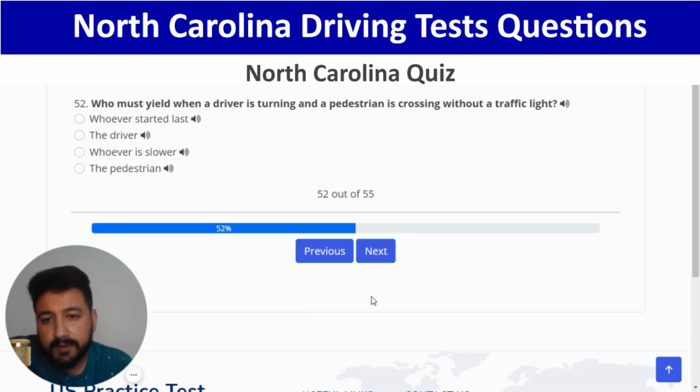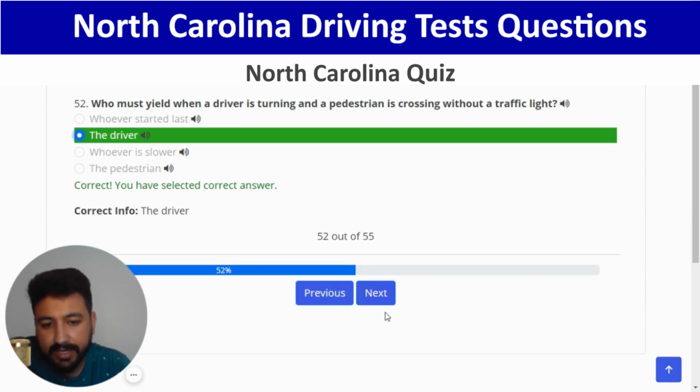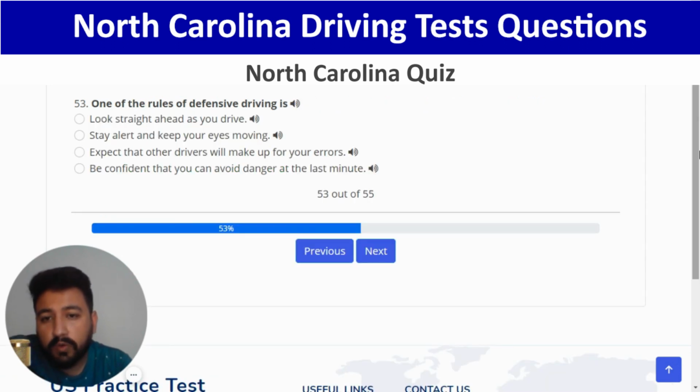And next. Who must yield when a driver is turning and a pedestrian is crossing without a traffic light? So the answer is the driver, which is the second option. And next. One of the rules of defensive driving is stay alert and keep your eyes moving, which is the second option again, right?